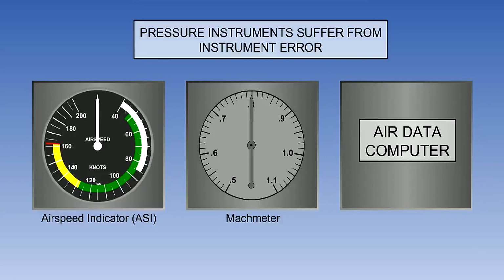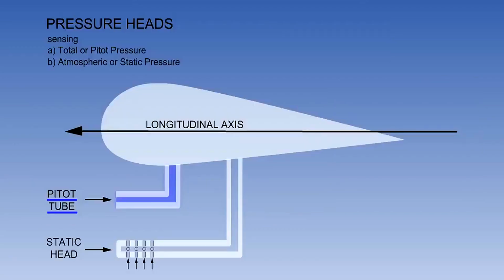Note that pressure instruments suffer from what is known as instrument error. Instrument error is basically due to mechanical imperfections, but this will be dealt with in the lessons on each instrument. Let us now look at pressure heads. Pressure heads are probes fixed outside the aircraft and which form part of Pitot and static pressure sensing systems.